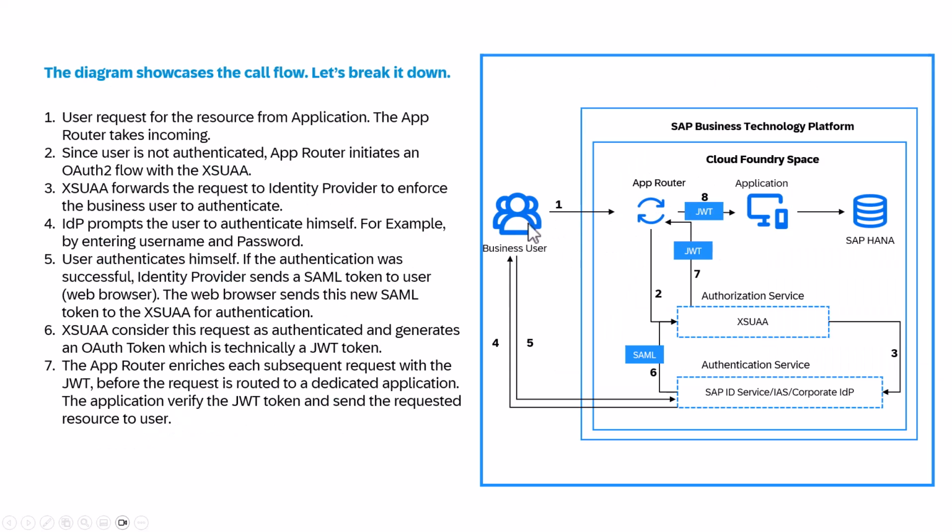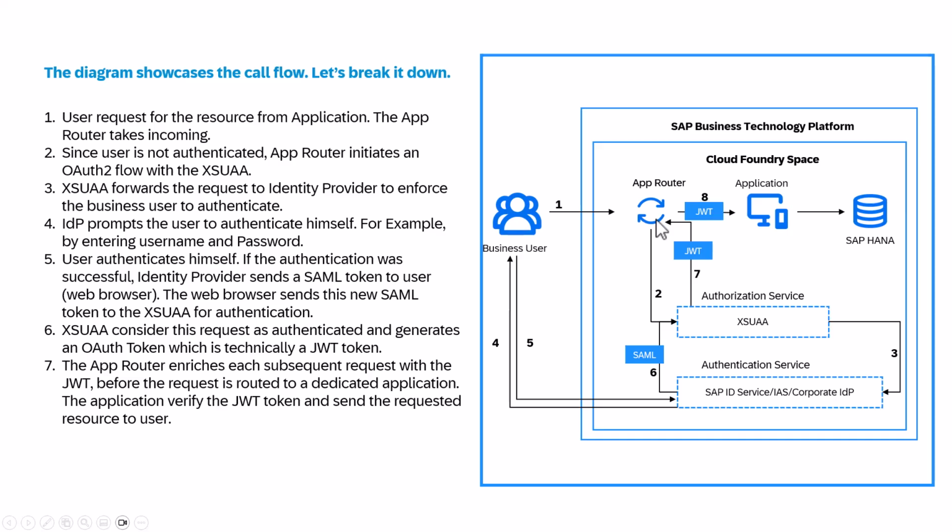So here is your application right here, and what you don't want to do is expose it to the internet directly. So in front of this application, there resides the app router. The business users, or anyone coming to access the application, initially go to the app router, and the app router intercepts the request.